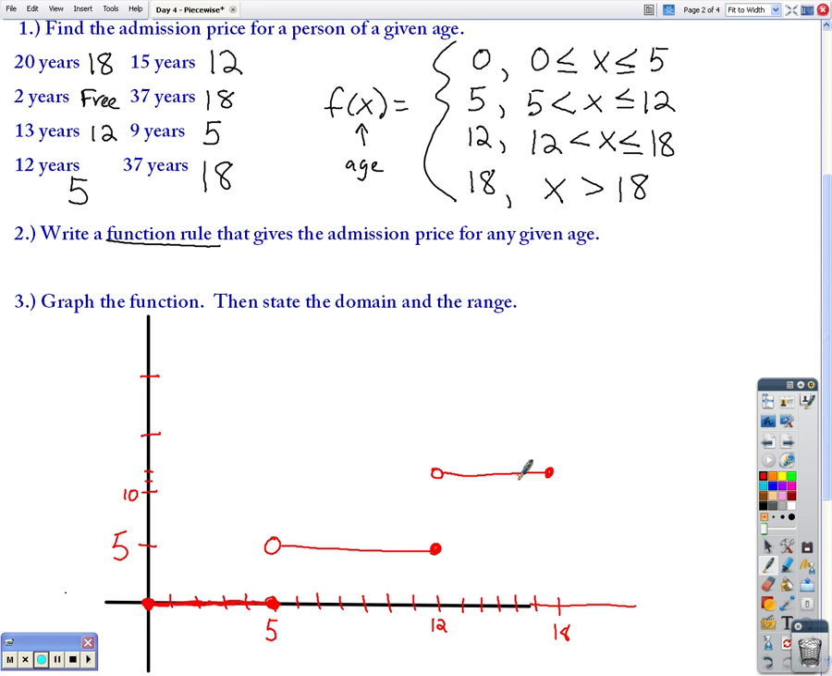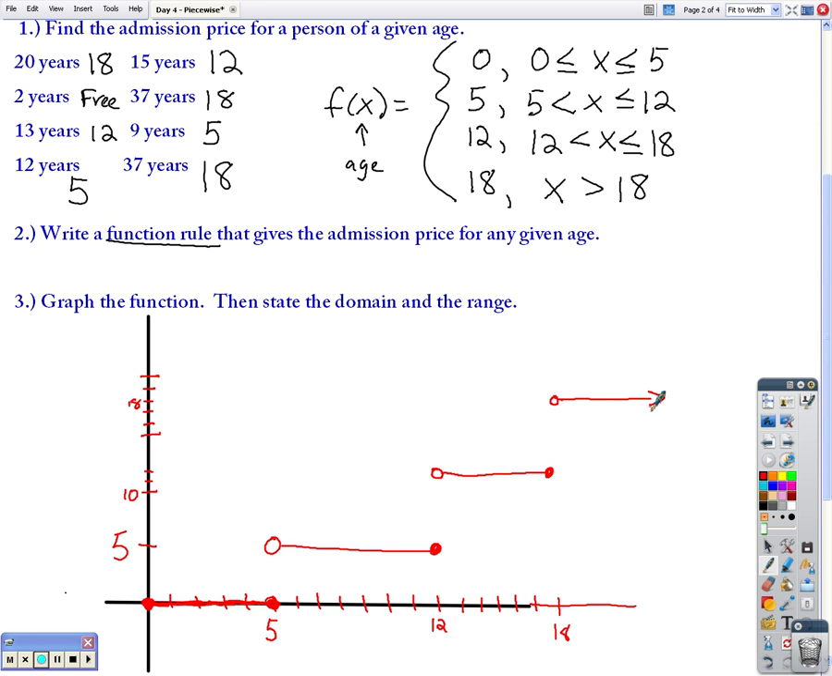And the last one is $18, so this is 15, 16, 17, 18, 19, 20. So this would be 18. Let's say it's about there. And I'm going to put an open circle here, and anything greater than 18 years old has this price. So here's a graph of our piecewise function.